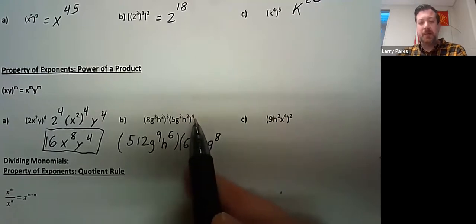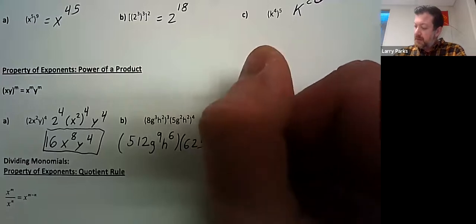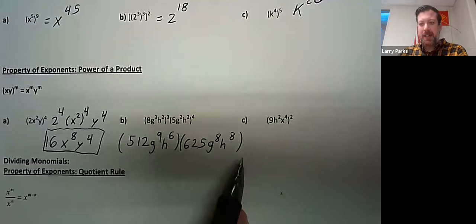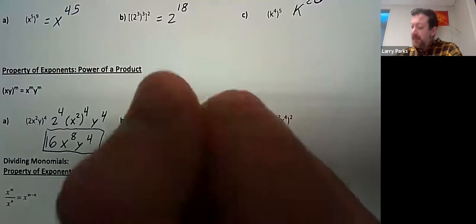H squared to the fourth, you multiply the exponent. 2 times 4 is 8. And now we have a product times a product. So I take 512 times 625. And that is 320,000.